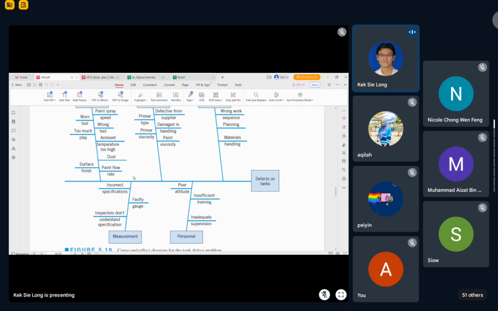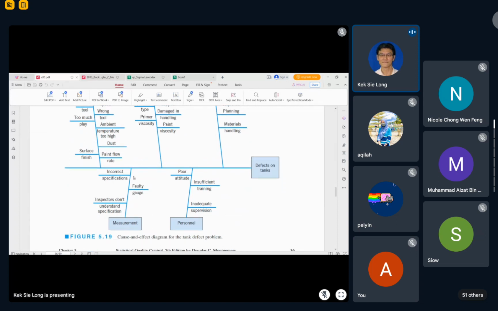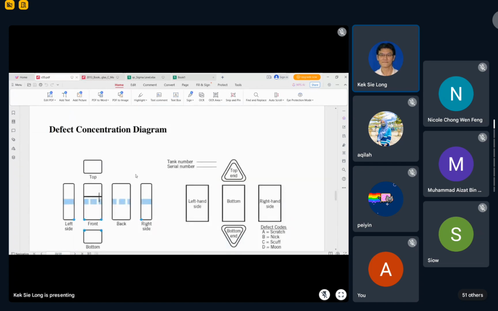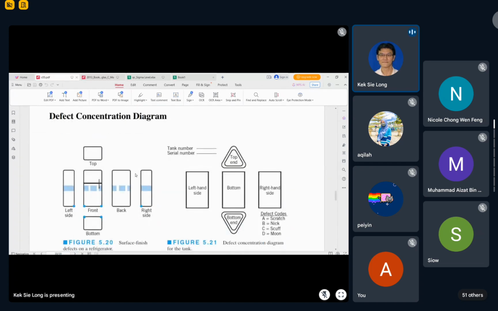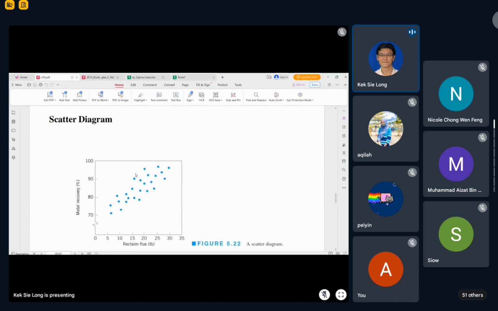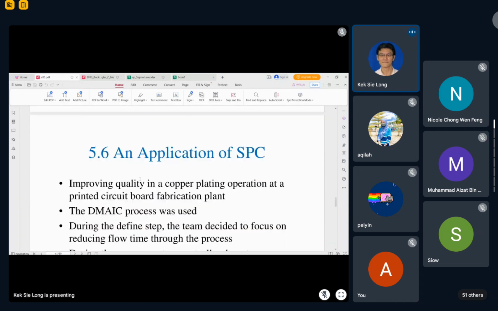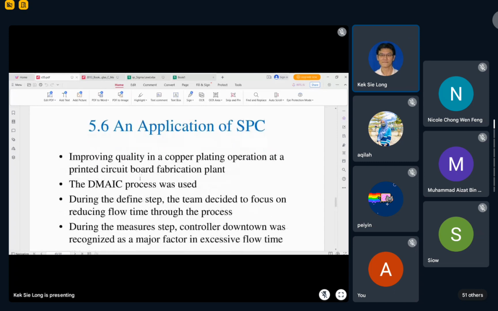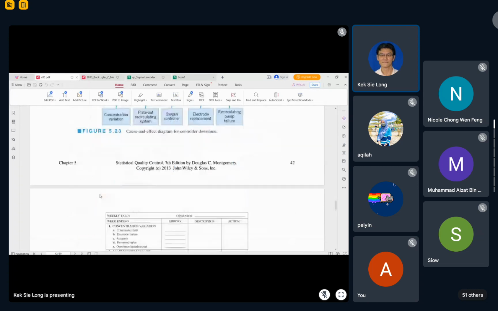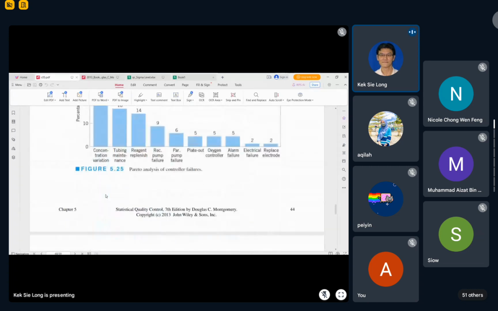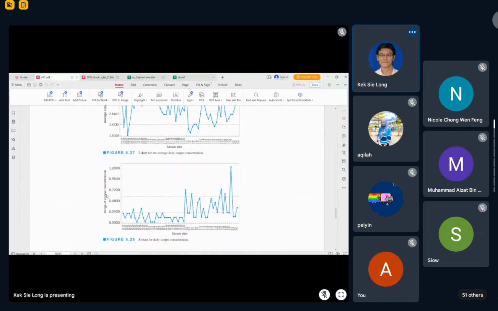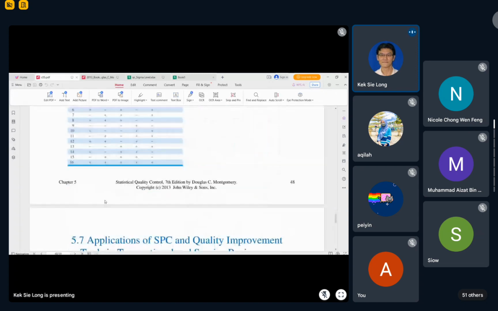Cause and effect diagram. This is what we call fishbone, right? Fishbone, Ishikawa fishbone diagram. Defect concentration diagram like this. Scatter plot. I think you are familiar with this scatter plot. And this SPC application we have discussed in chapter 2, the MAIC. Okay, so I think the rest you can have a look. They are all figures and diagrams.